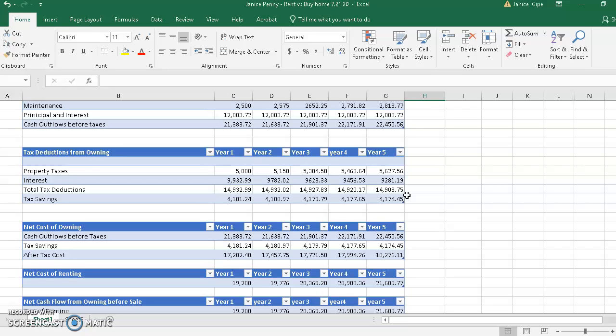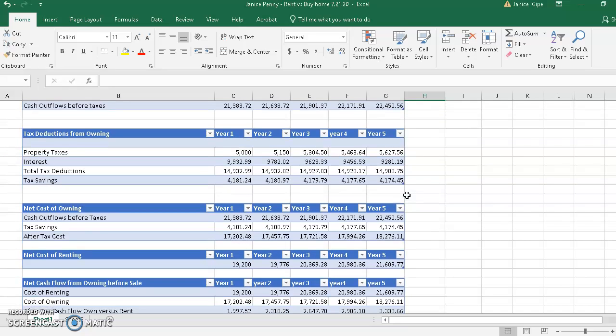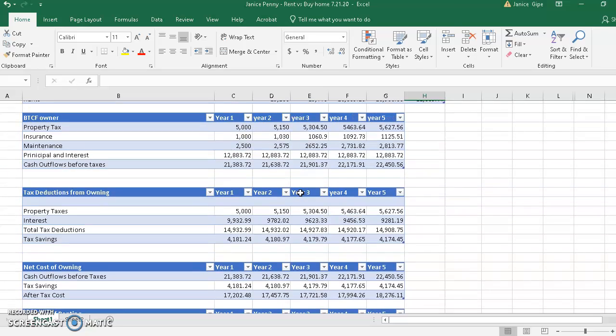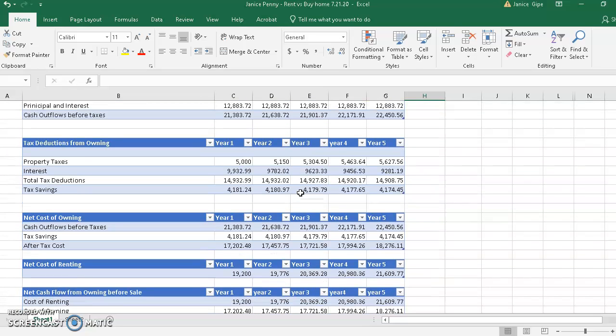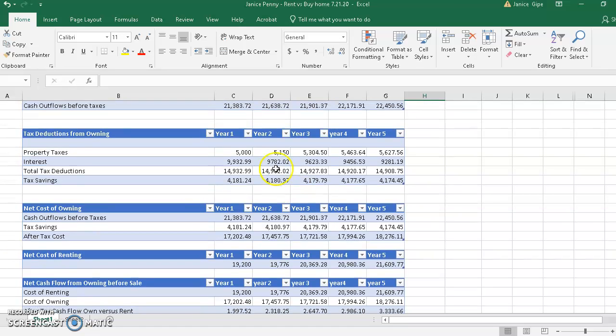$22,450.56. Then also, there are tax deductions from owning. You have your property taxes, and here are your increases again. Here's your total interest, which is a deduction on your taxes. And then, of course, it increased. The exact number on the increase of that was, and then total tax deductions.